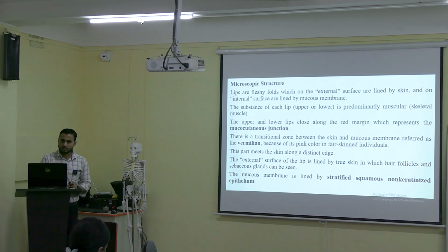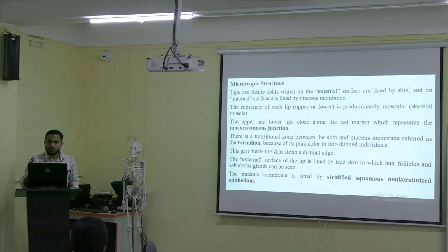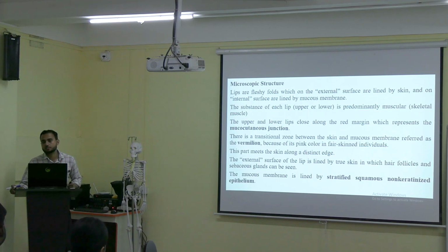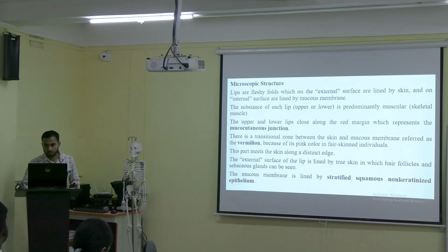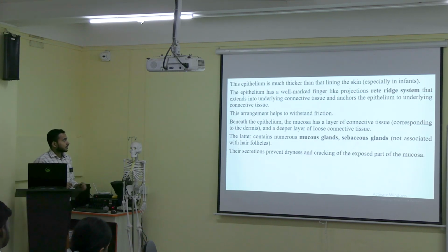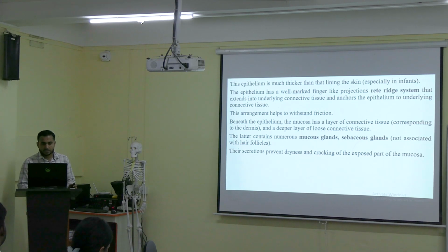Now you will see one thing in case of the lip. The lining epithelium is of two types, because the lining epithelium present on the skin and on the mucous membrane is different. In case of mucous membrane it is stratified squamous non-keratinized epithelium, but here it is stratified squamous keratinized epithelium because it is the skin. And in a longitudinal section of the lip, both epithelia are seen. Now the lining epithelium is much thicker than that of the skin.